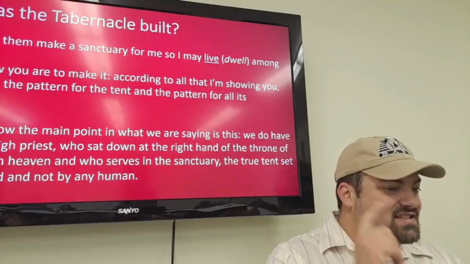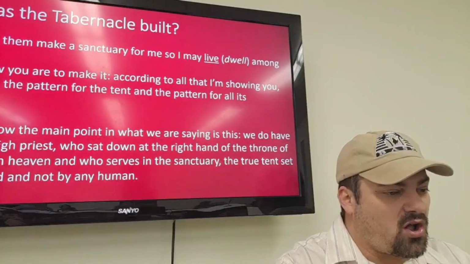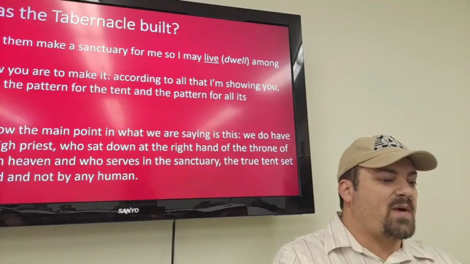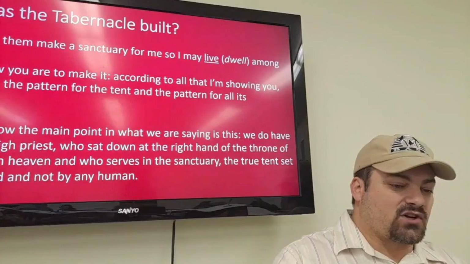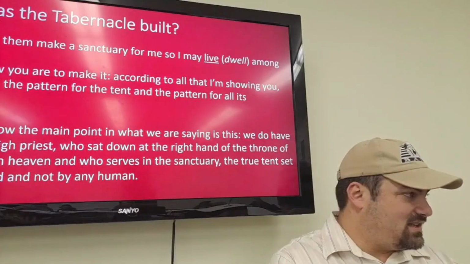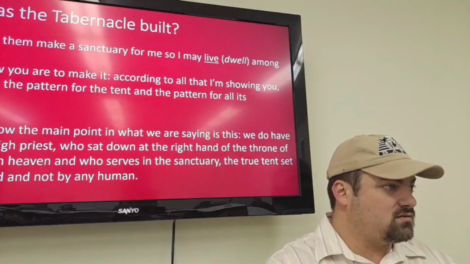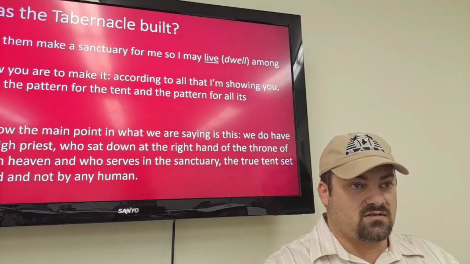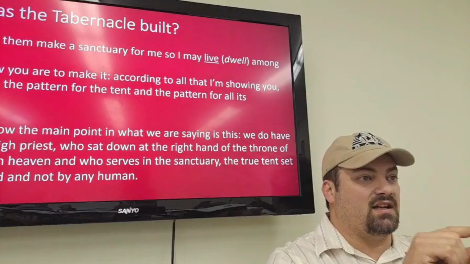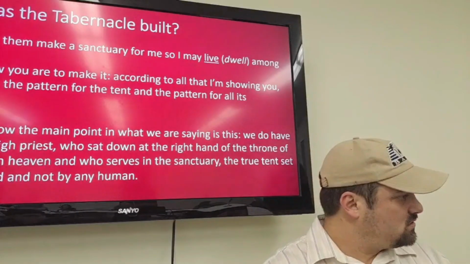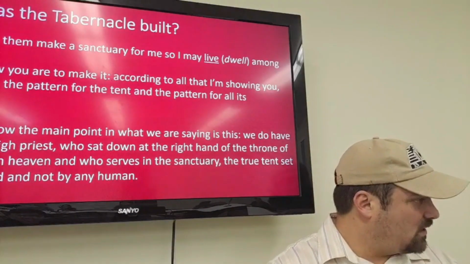Verse 9, this is how you will make it, according to all that I am showing you, according to the pattern of the tent, and the pattern for all its furnishings. God designed this. Joshua didn't. Neither did Moses. God said, this is exactly what I want. This is how I want it. He also designed the temple. That's exactly right. Yep.